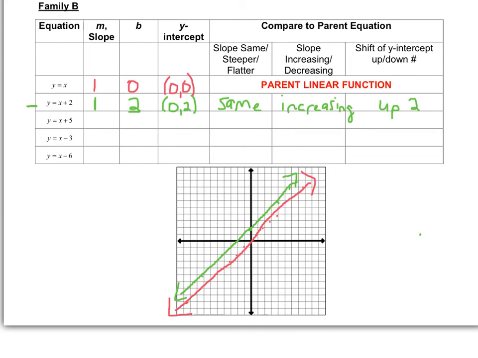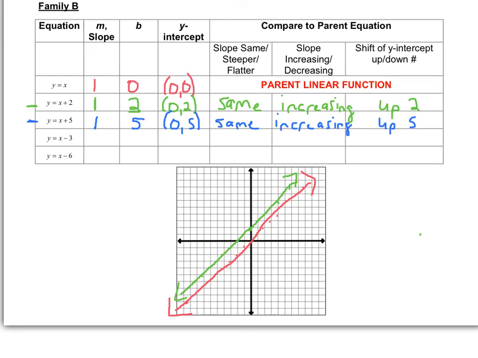All right, the next one is y equals x plus 5. Again, the slope is 1, the b is 5, which means the y-intercept is at (0, 5). Does it have the same slope? Yes, same slope. And because the slope is positive, it is increasing just like the parent function is. Now the difference is that we're going to shift the line up 5. And let's show you how you do that.